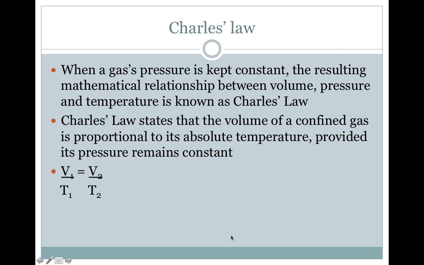Charles' law. When a gas's pressure is kept constant, the resulting mathematical relationship between volume, pressure, and temperature is known as Charles' law. Charles' law states that the volume of a confined gas is proportional to its absolute temperature, provided its pressure remains constant. So we have V1 over T1 equals V2 over T2: our first volume, our second volume, our first temperature in Kelvin, and our second temperature in Kelvin.